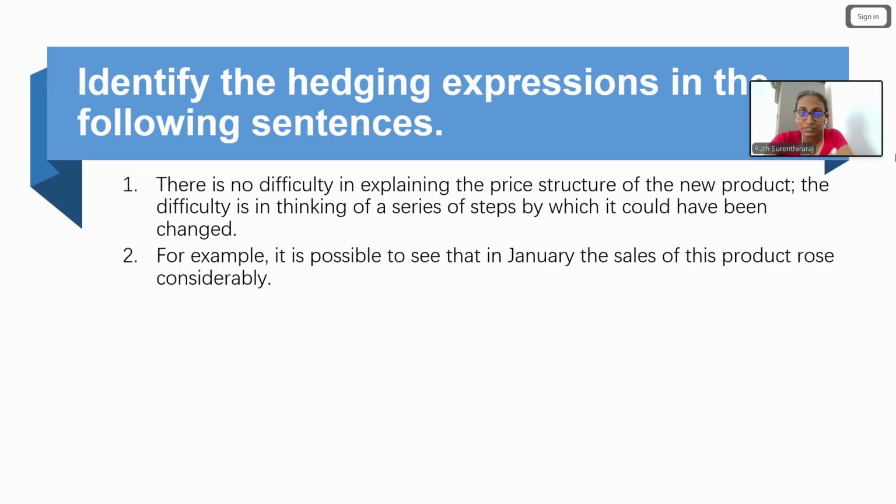Now, what the sentence is trying to say is, for example, it is possible to see that in January, the sales of this product rose considerably. Okay, now, of course, we are looking at this without the rest of the information in the paragraph, right? But what do we want to see? We want to say, in January, the sales of this product rose considerably. That's what we want to observe. Okay. Now, why do we need to hedge that? That information is directly there in the data. So there is a rise in the sales of this product.